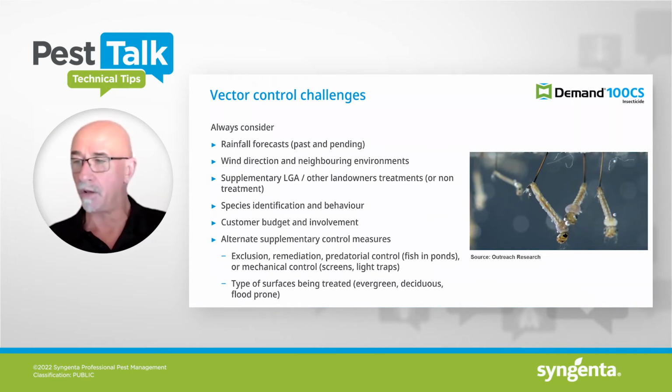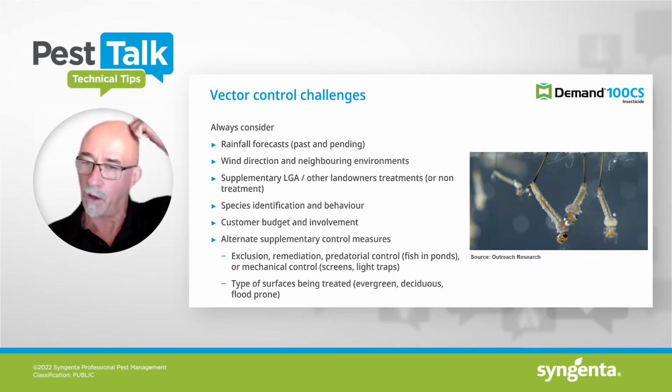Consider wind direction and neighbouring environments. We have to consider neighbours who may be environmentally friendly and don't want chemicals around. We've got to consider wind that may blow the treatment away from the actual area we want to treat. Also consider supplementary local government authority and landowner treatments or non-treatment. Get the local council involved in what treatments they do around their streams in their local areas, as we see here in southeast Queensland. The Brisbane City Council are very proactive in vector management here, doing probably 11 to 12 helicopter deployments, and their monitoring with their local pest management unit is very efficacious. We see a lot of those guys around doing proactive work, and it's good to see.